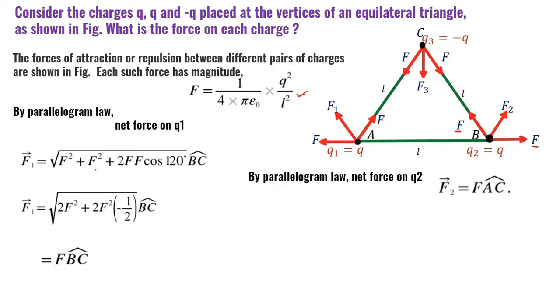So again, by applying the same parallelogram law, by this vector addition, the angle between these two forces is again 120 degree. So by solving the same steps, we will get the formula for F2 as F, but the direction this time will be along the AC side. See, this is the direction of F2, which is along the direction of AC of the equilateral triangle.